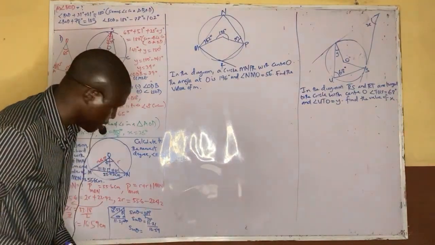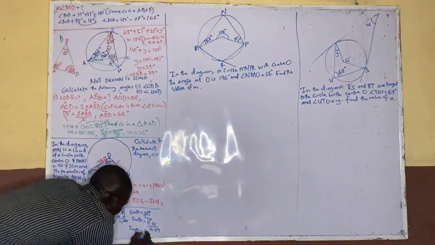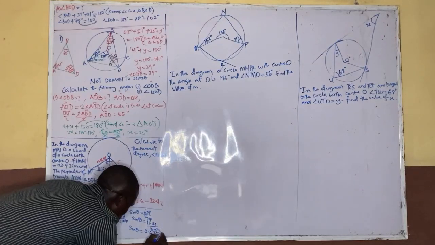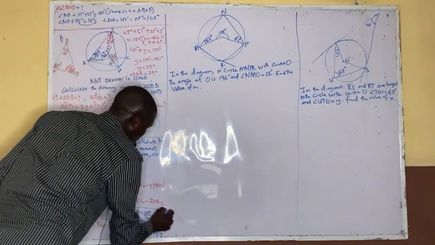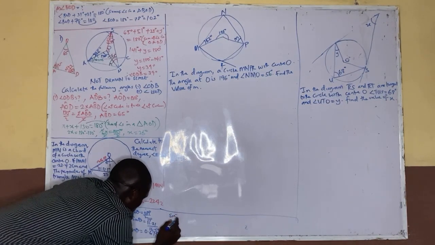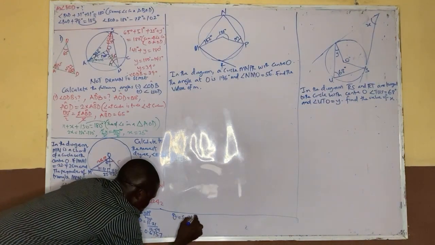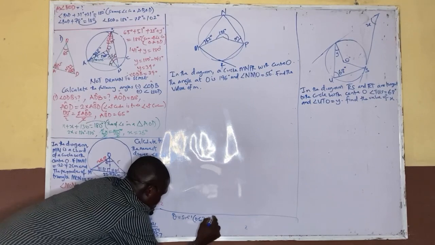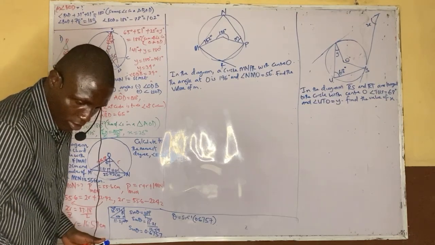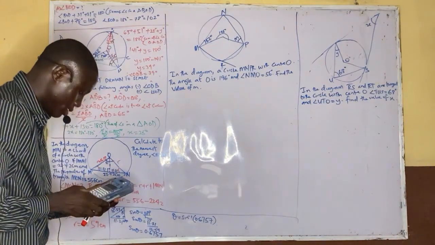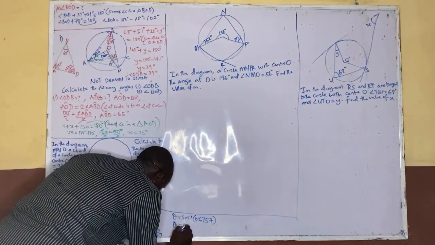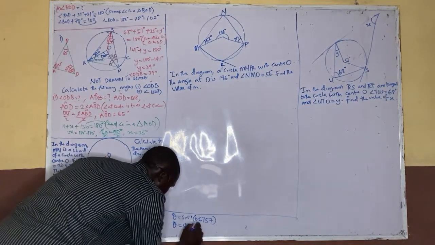So sine theta will be equal to 11.21 divided by 16.59. We have 0.6757. So sine inverse of that, what do you get? Theta will be sine inverse of 0.6757. So we have 42.508.